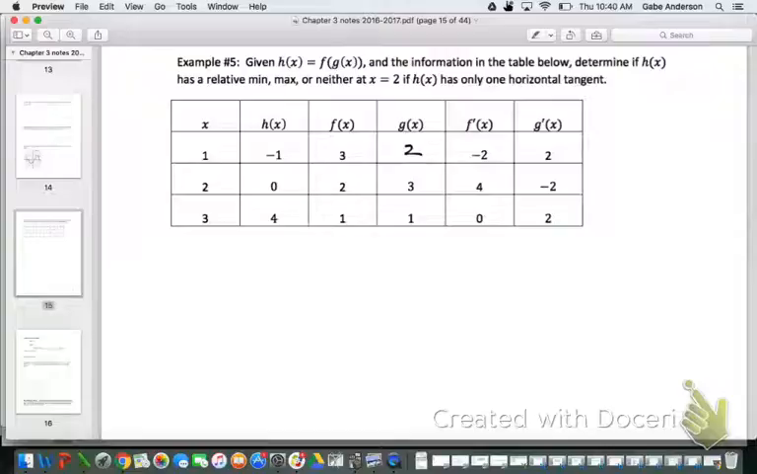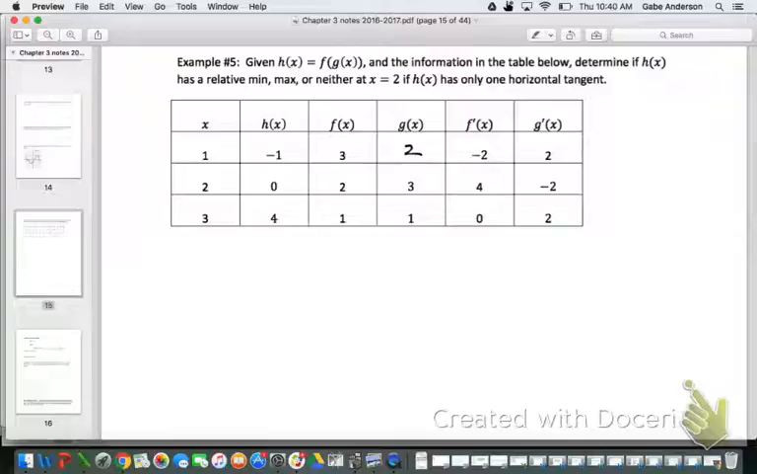So these tables, I think you can imagine, give a lot of information. Odds are pretty good we're not going to use every single number in there, right? But they're going to give you a lot of information to see if you can pick out the important stuff. So if we're going to try to find, do we have a relative min, max, or neither, we need to make sure that we have a good candidate, right? So what do we have for candidates as far as relative extrema? Where do we get those candidates?